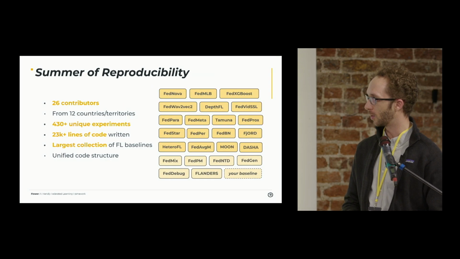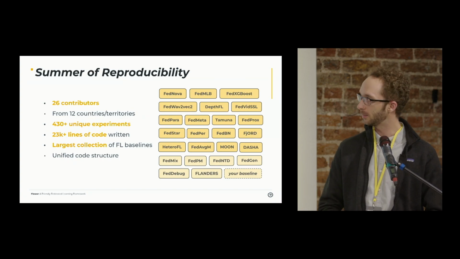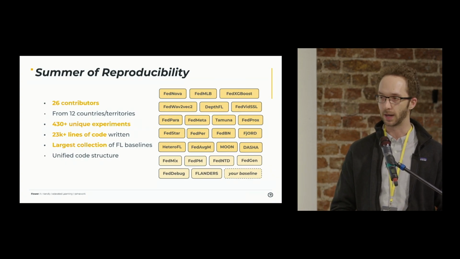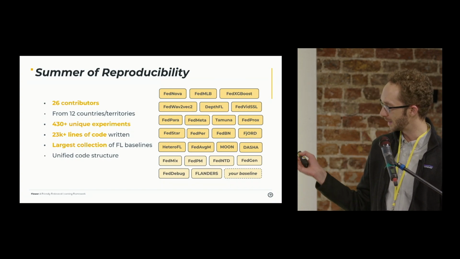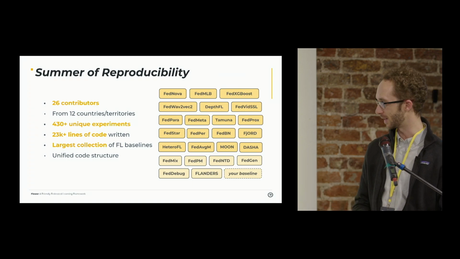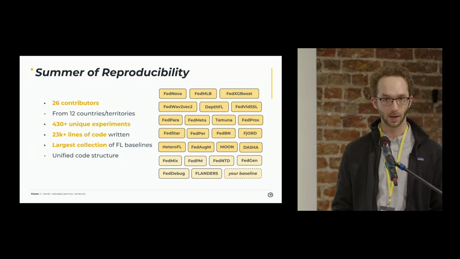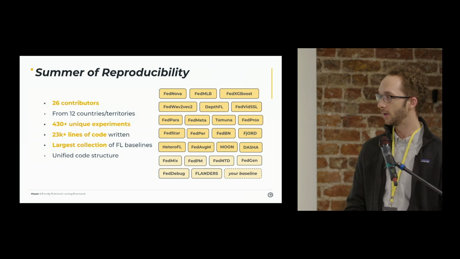Let me tell you a bit more about the Summer of Reproducibility, the outcome. So 26 contributors completed it. These are all the baselines highlighted in a more intense yellow that you can use right away in Flower.